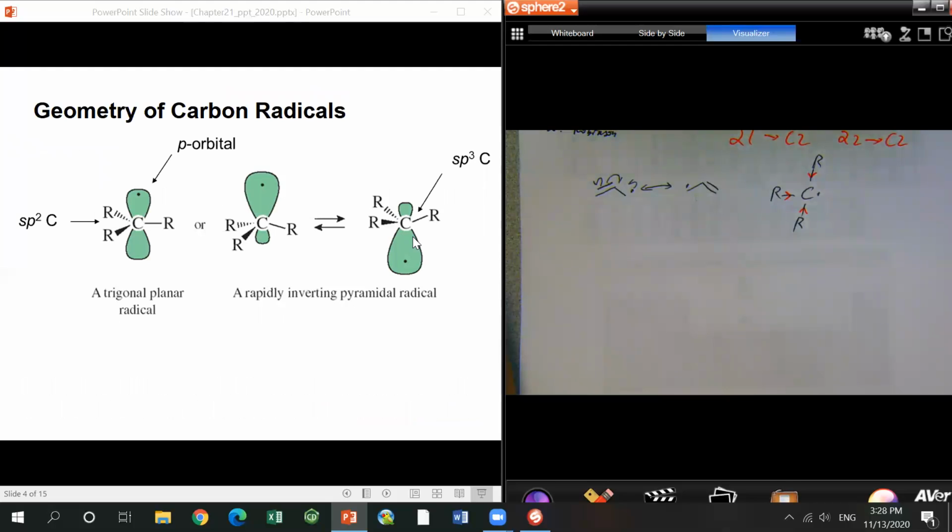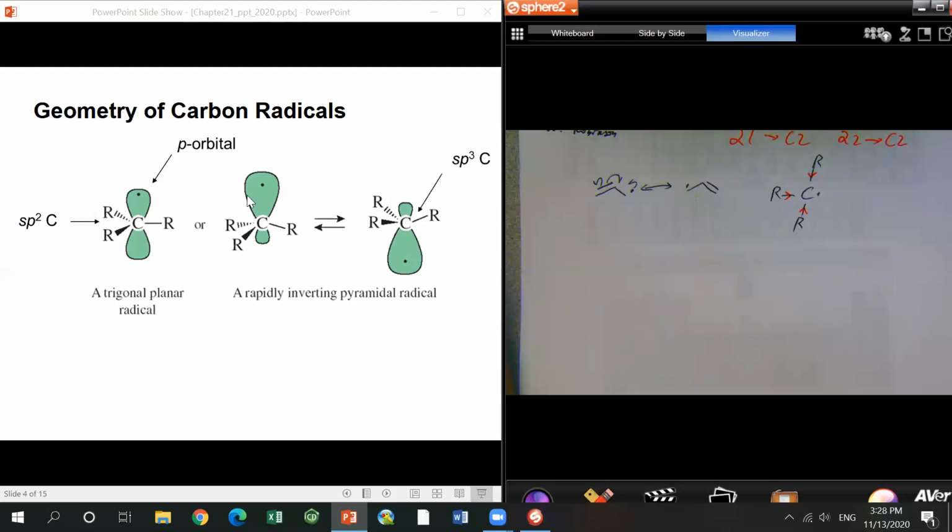Right, and then the carbon radical geometry. There are two theories about the radical's molecular shape. One says the center carbon, the radical carbon, is sp2 hybridized, with the single electron in the p orbital, and the whole molecule has a trigonal planar structure. Another theory says this carbon is sp3 hybridized, so that's the tetrahedral electron density geometry.